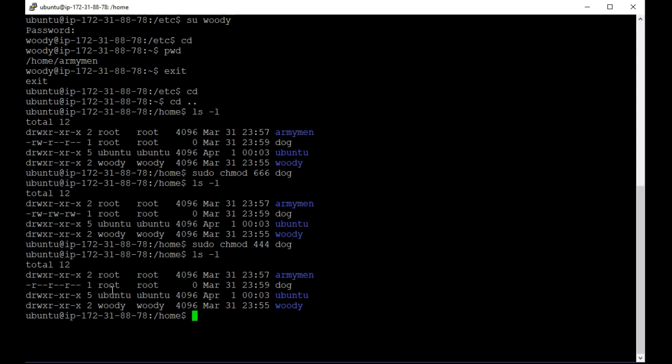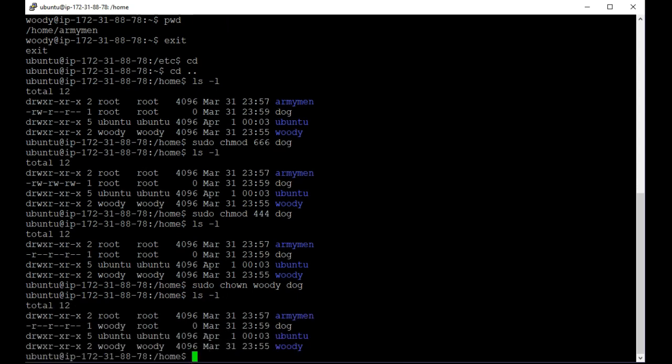Now let's say I want to change the owner of dog to Woody. The command is sudo and then chown, change owner, and I want to change the owner to Woody, and the file is dog. So I hit enter and ls -l, and notice that you have to be careful, because this Woody here is who you want to change it to, and then this is the file or folder. So you look at dog, and now the owner is Woody.